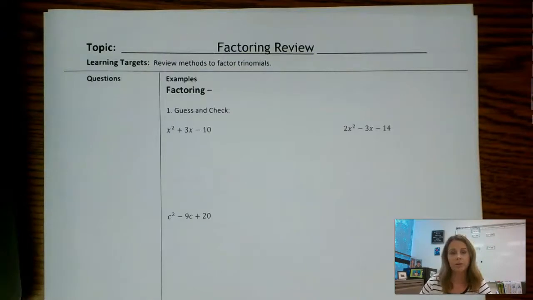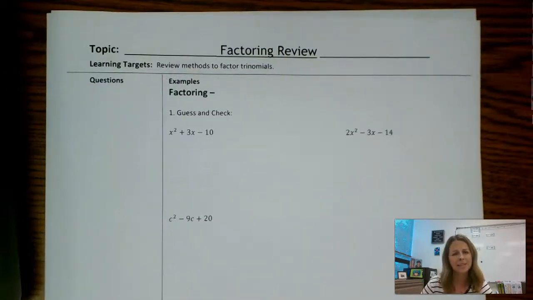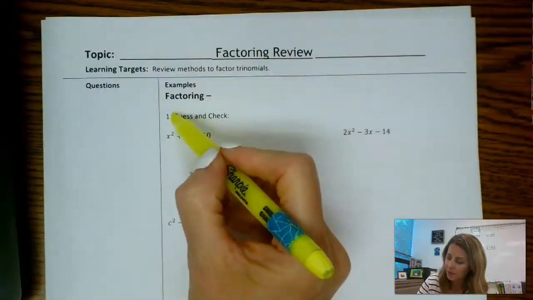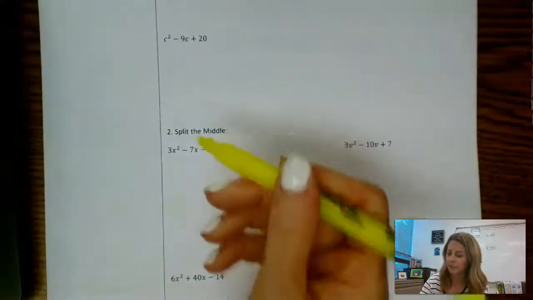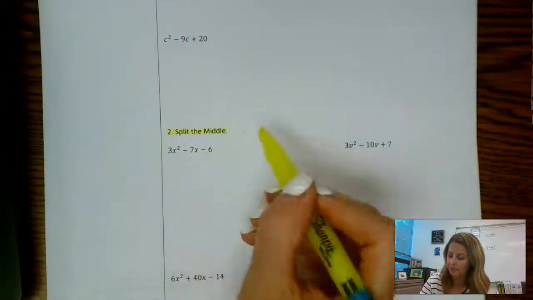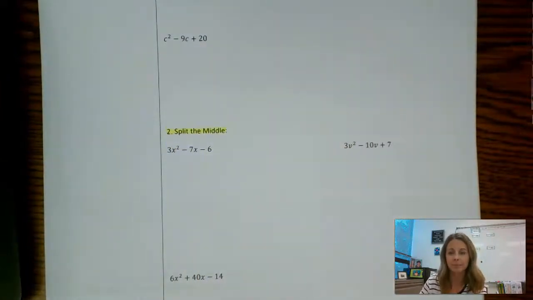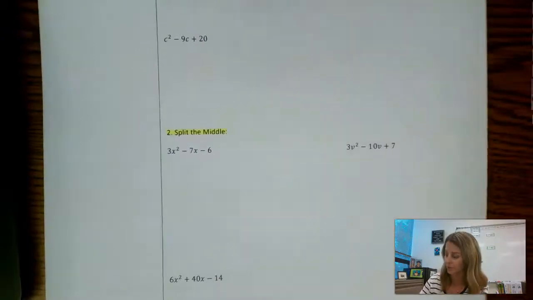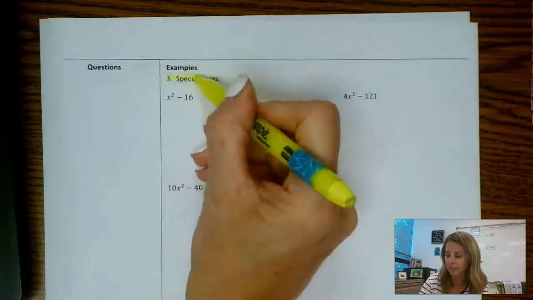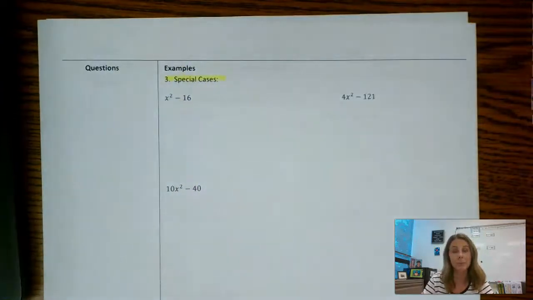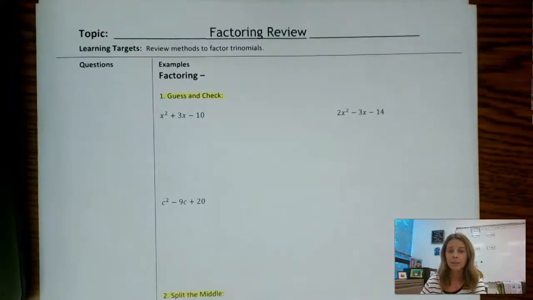So there are so many ways to factor. And I have this set up with three methods, I guess you can say. First one, and probably the preferred method, is guess and check. The second method is called split the middle. And it's also called other items as well. So as we work through it, it might look familiar to you. And then the third method, I'm going to call it special cases. I guess it's not really a method, it's more a type of question. Let's start with guess and check.